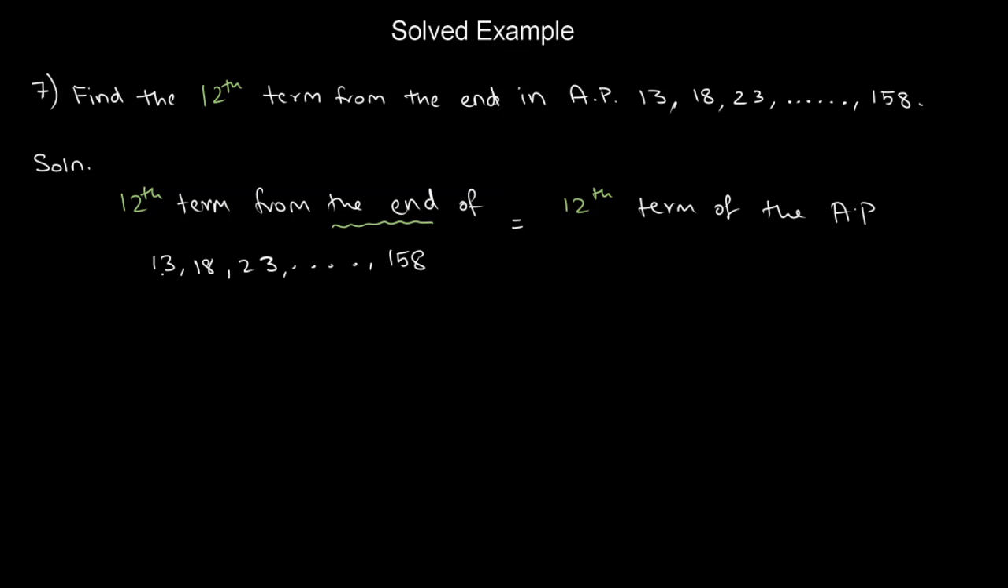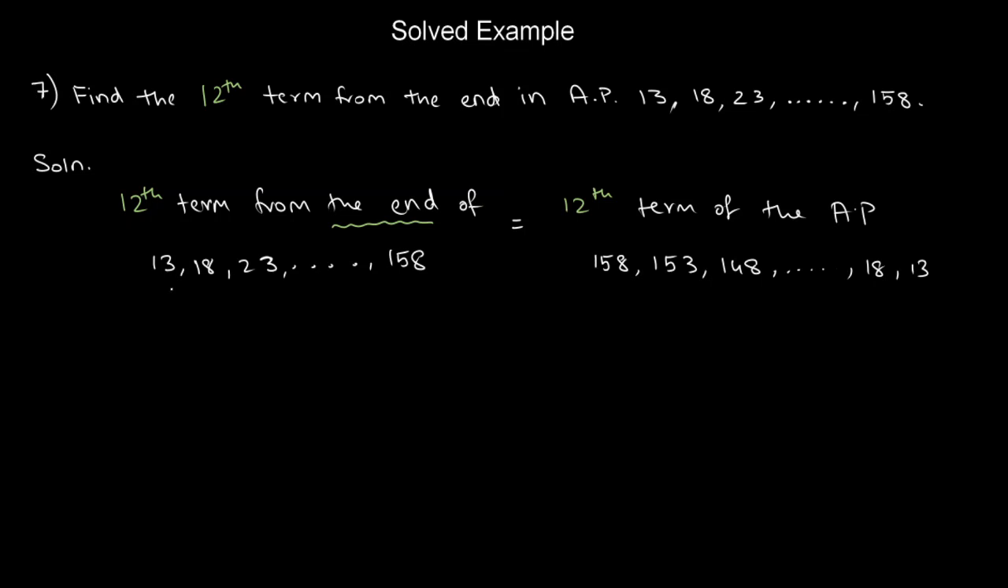If you notice now, 13, 18, 23, the common difference here is 5. So if I'm reversing the AP, if I start from 158 and go backwards, the common difference now should be minus 5 or negative 5, right? So the 12th term of the AP, 158, 158 minus 5 will give me 153. Minus 5 from that will give me 148, and so on all the way up to 13, right? 18 and then 13. What I've done is I've flipped the AP around.